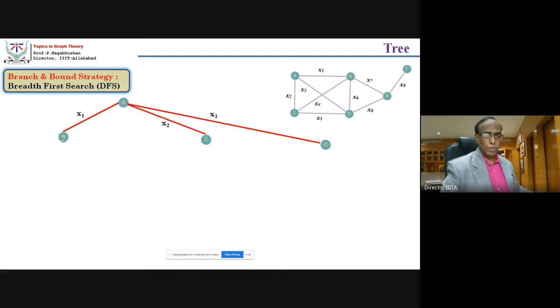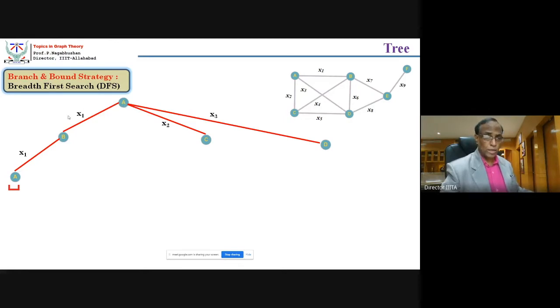Now I go to B and try to branch out. If you look at the diagram, from B you can branch to A, to C, to D, and to E, because there are 4 edges connecting B. Therefore, there are 4 branches. Take the edge x1, then it comes to A, and it is now bound because A is repeated.